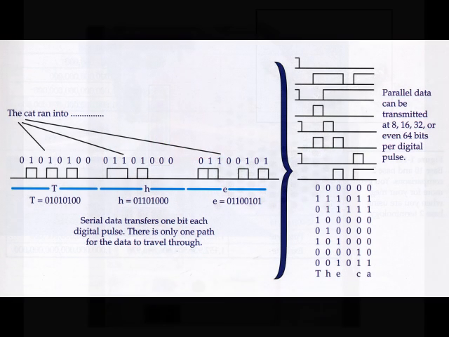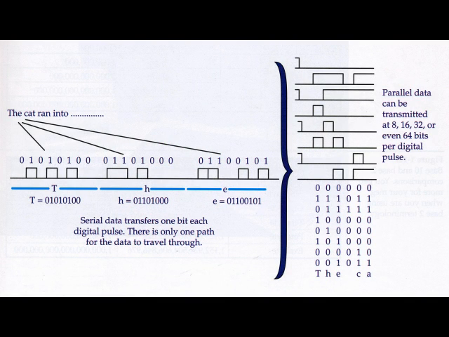This picture shows an example of a serial transfer on the left. In a serial transfer, data is sent through a port one bit at a time in successive order. With parallel transfer, as shown on the right, data is transferred in groups of 8, 16, 32, or 64 bits per pulse. Parallel is typically faster than serial data transfer, but requires more wires.